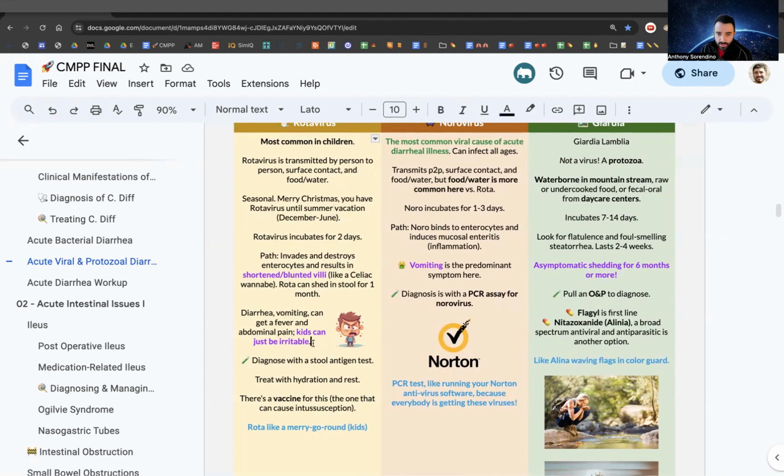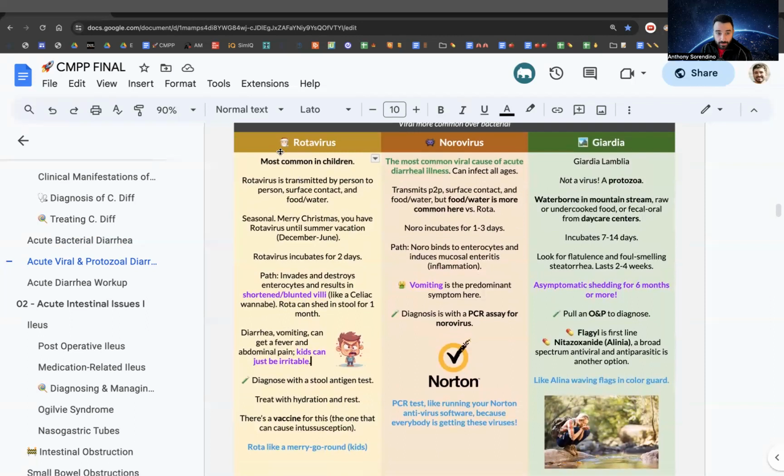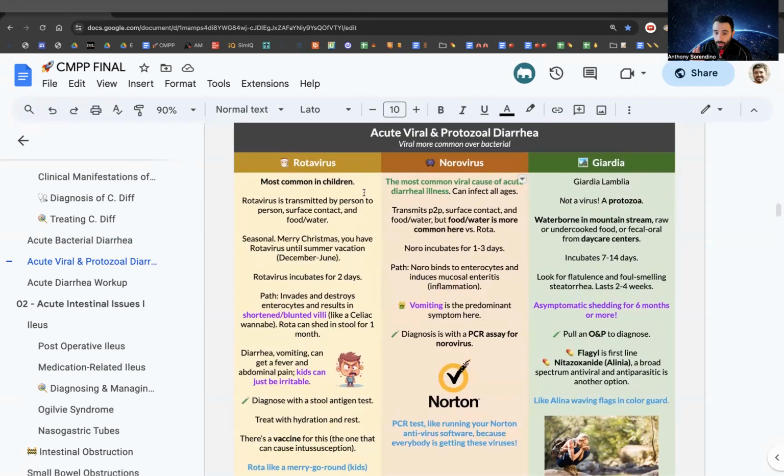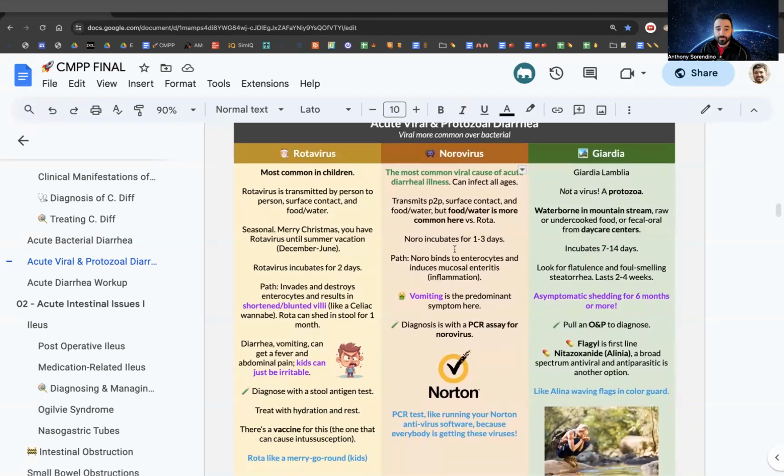And then, just like the kids irritable thing really stood out to me. Oh yeah, it's literally right here. Most common in children. Okay. I think I said rotavirus is the most common overall. It is not. So it is norovirus. It's right in front of me. So just to clarify, rotavirus is most common in children. Norovirus is the most common viral cause of acute diarrheal illness. All right. So I apologize for that.